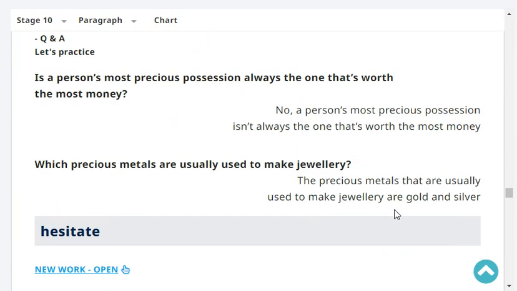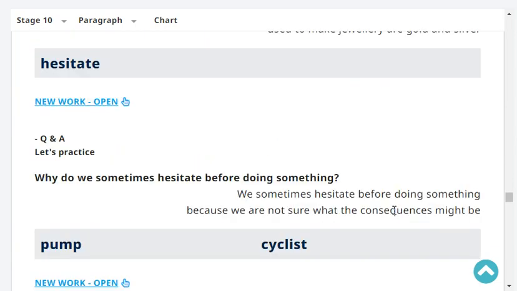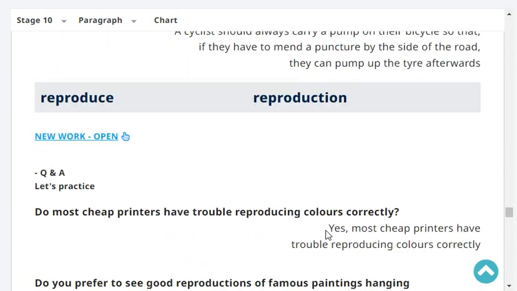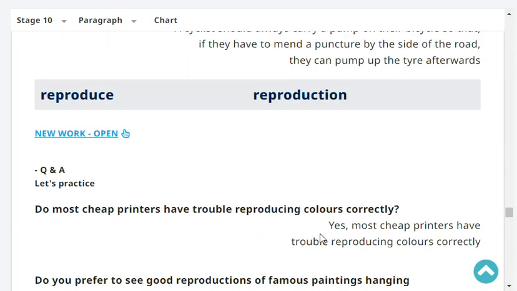Okay, next. Why do we sometimes hesitate before doing something? We sometimes hesitate before doing something because we are not sure what the consequences might be. Very good.